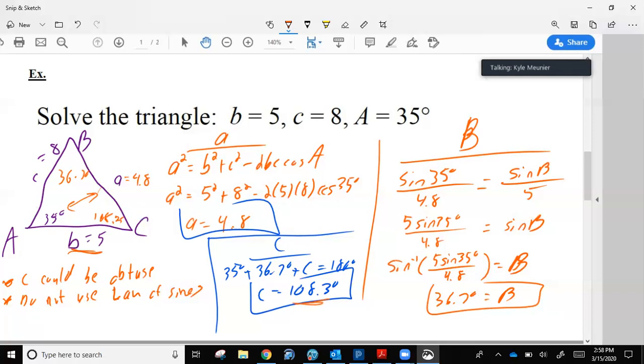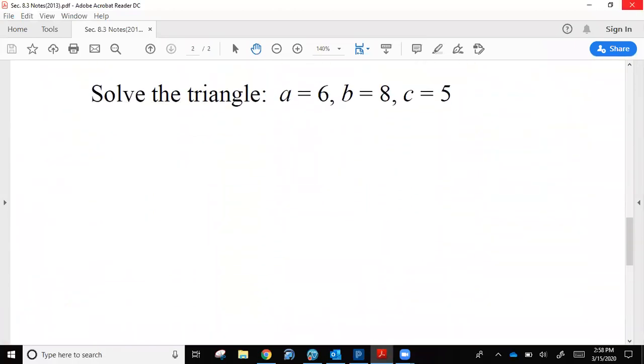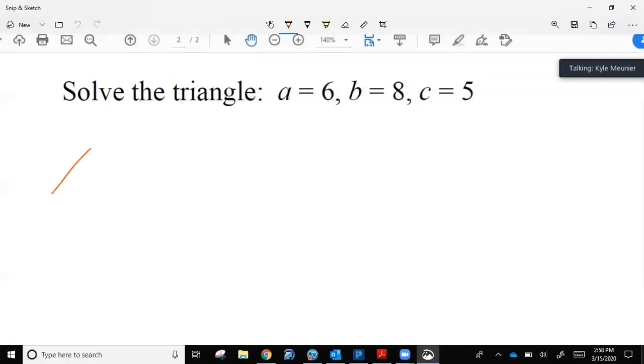All right, one more. So now, solve the triangle. A equals 6, B equals 8, C equals 5. I'm going to draw a picture. A, B, C. A is 6, B is 8, C is 5. Not a right triangle. Cannot use Pythagorean theorem. Cannot use SOHCAHTOA. Law of sines will not work because I do not have any angles to set up an angle opposite side pair. I have to use the law of cosines to find one of my angles, and I want to be strategic about this.